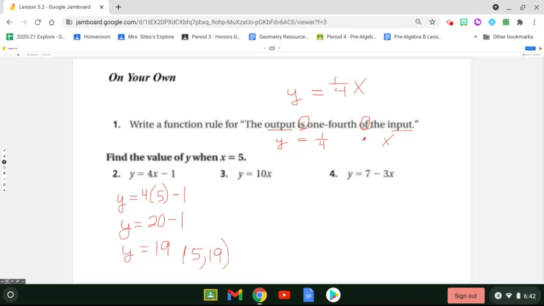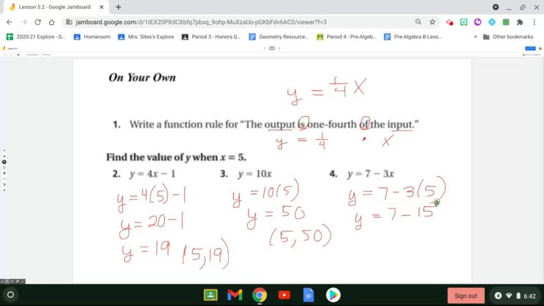Okay, how about for number 3? y equals 10 times 5. So again, the y value would be 50. And if you wrote it as an ordered pair, (5, 50). And then for number 4, y equals 7 minus 3x, and then we're evaluating it at 5. So if I follow the order of operations, 7 minus 15 is -8. And then (5, -8). So hopefully you did pretty well on those ones.